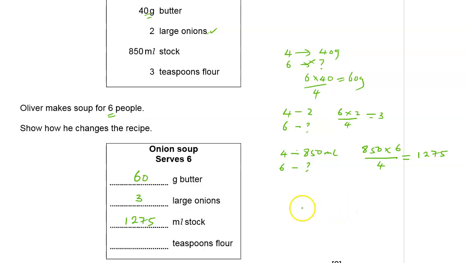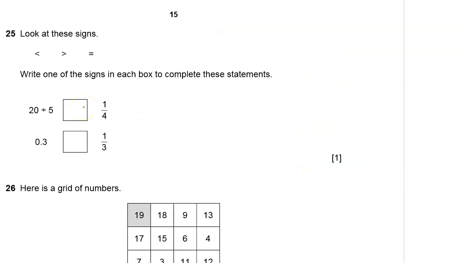1,275 milliliters. And lastly, for 4 people, he needs 3 teaspoons of flour. What about for 6 people? So 6 times 3 divided by 4 will give you 4.5 teaspoons.